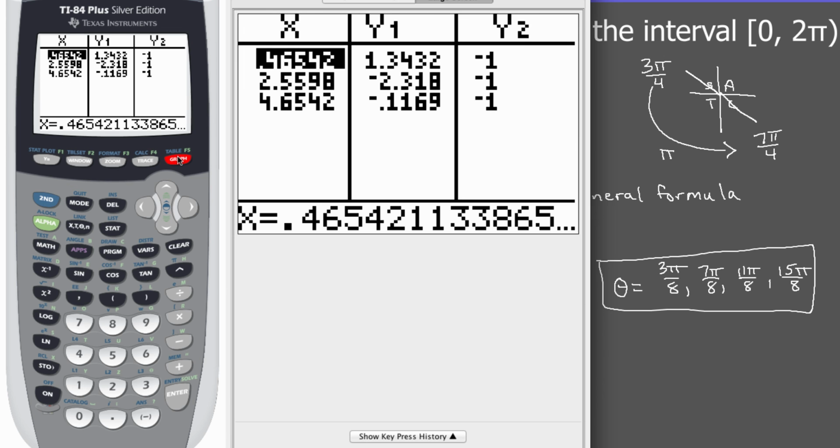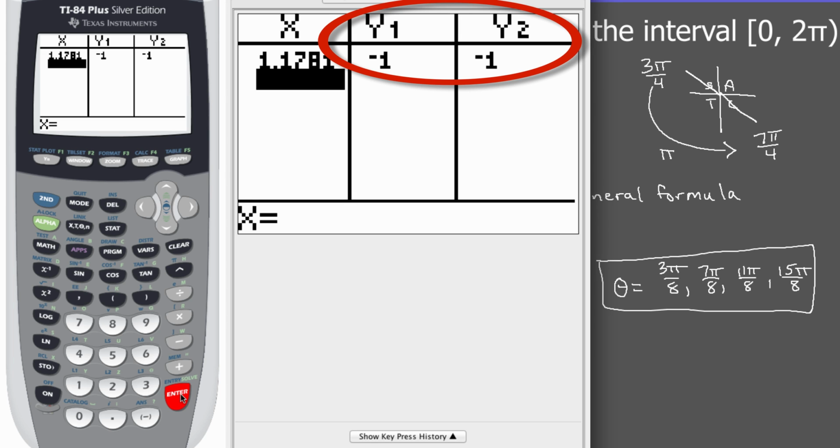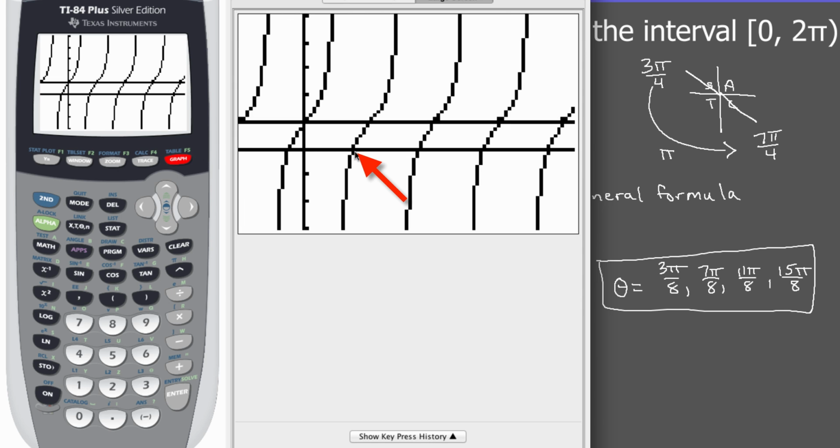Now if you have stuff in there, like I do right here, what you're going to do is just go ahead and hit the delete button for each one of the things that are in there. Now the values that I came up with are 3 pi over 8, so I'm going to go ahead and type that in. Now notice when I hit enter, the calculator changes that to a decimal of 1.1781. But what I really want to pay attention to here is that both the y1 and the y2 columns are -1. They agree, they're exact, they match. So that tells me that 3 pi over 8 is a solution. Graphically, that would be this very first spot right here on my graph.